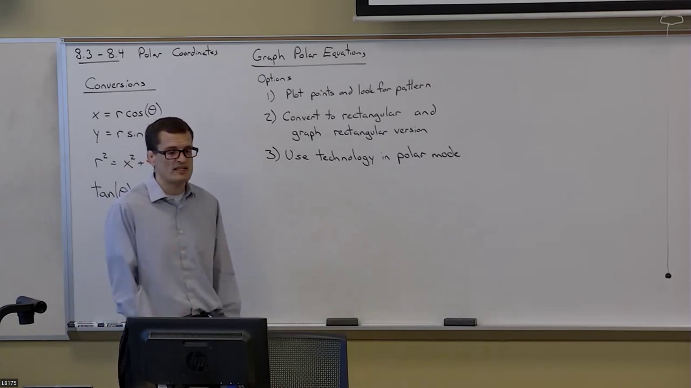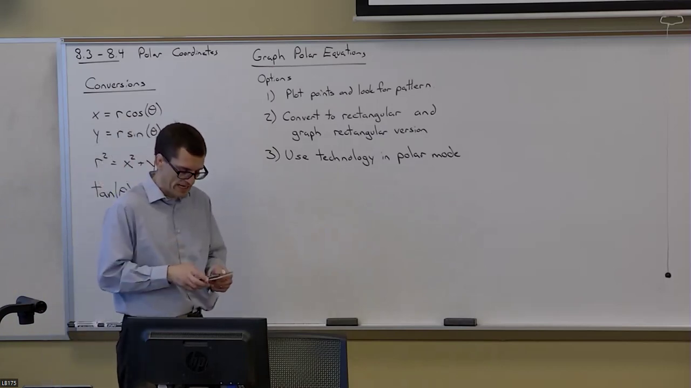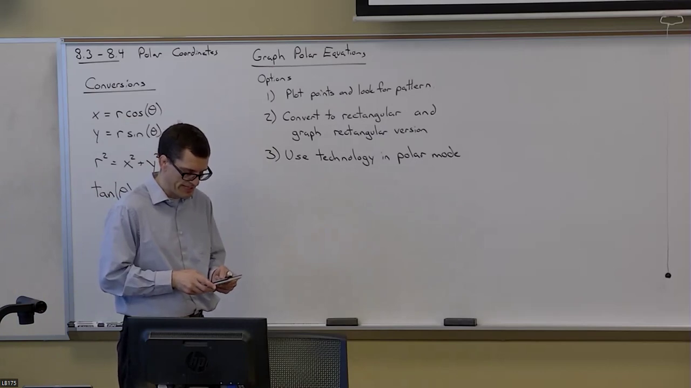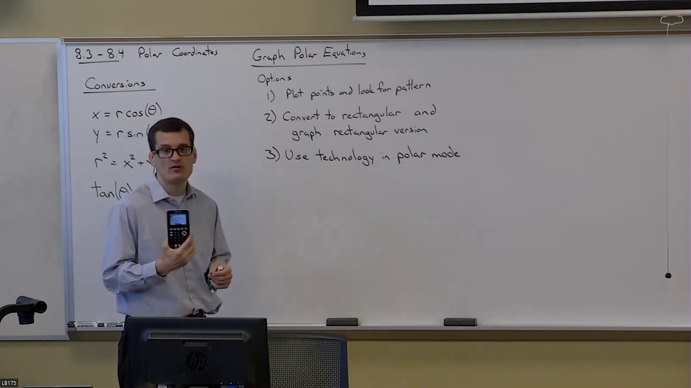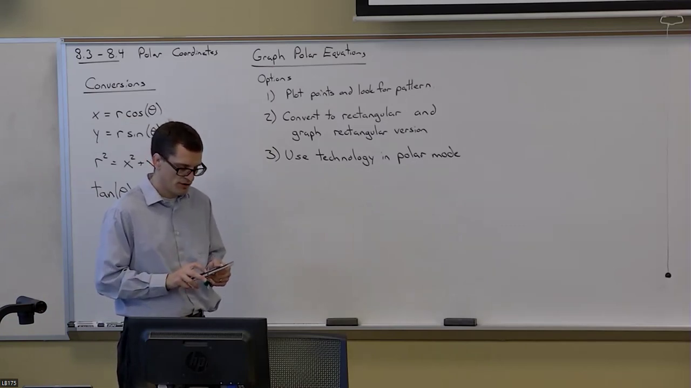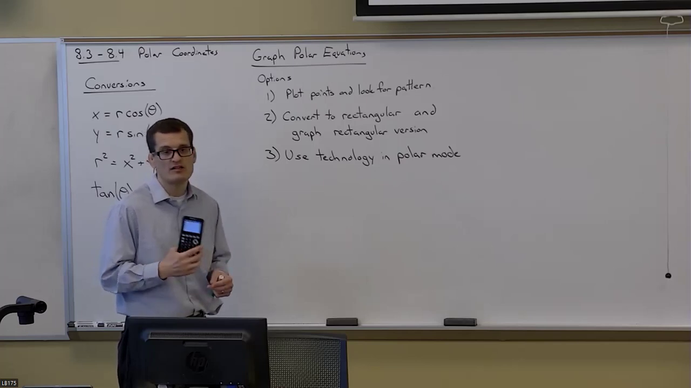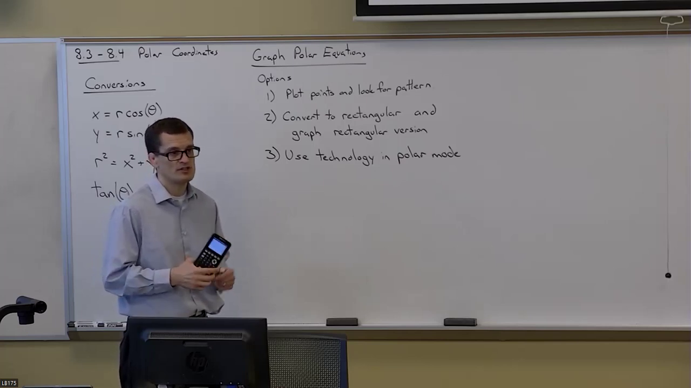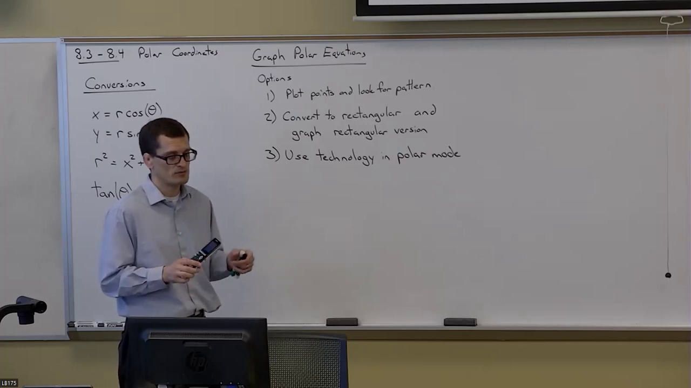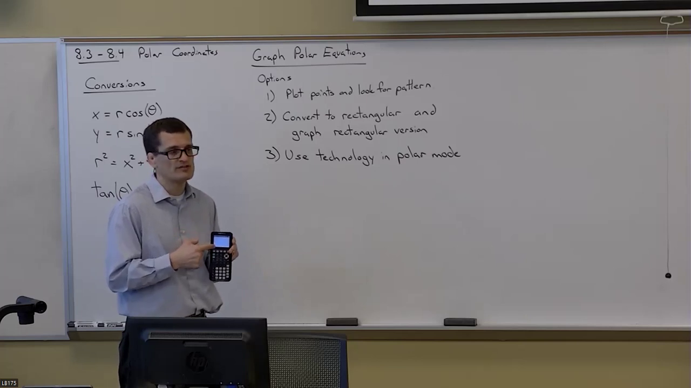So we use technology in polar mode. And this is what I was dealing with before. If you simply change the mode on the TI-84 to polar, everything comes out as r's and thetas now. So you go to the Y equals button, and all of the graphs are now polar, solved for r.